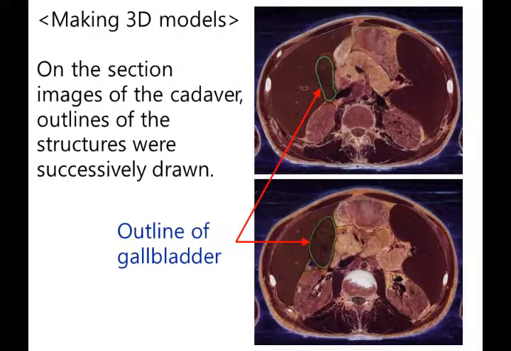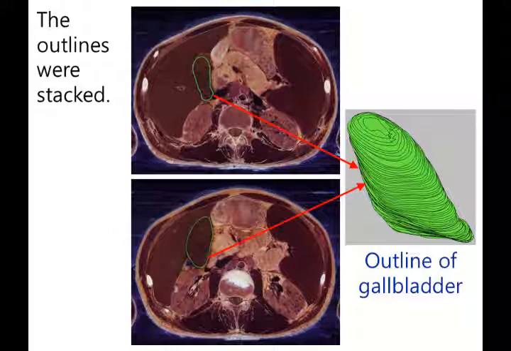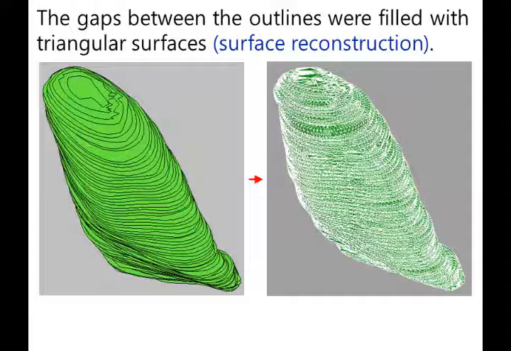This is how 3D models were made. On the section images of the cadaver, outlines of the structures were successively drawn. The outlines were stacked. The gaps between the outlines were filled with triangular surfaces.